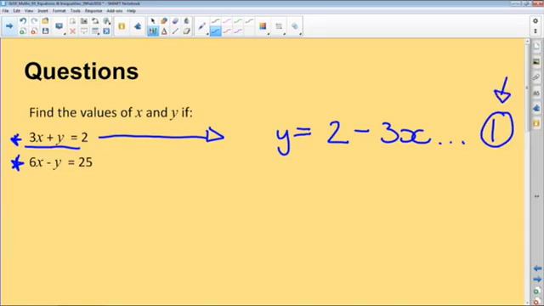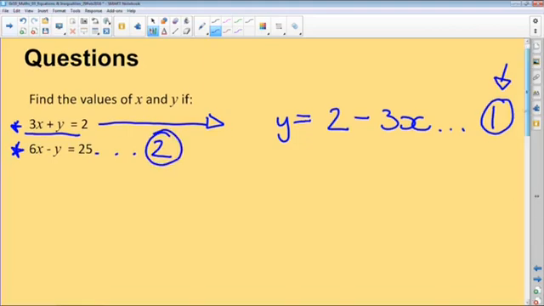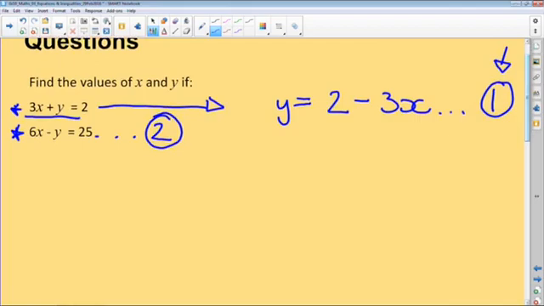Now you'll notice I've labeled this equation number 1. This is the name I've given to the equation. Now if this one is called number 1, the second equation I'm going to call number 2. And the reason I've done that is because mathematicians are lazy and we only want to write down small sentences. And this small sentence is going to say subs 1 into 2.